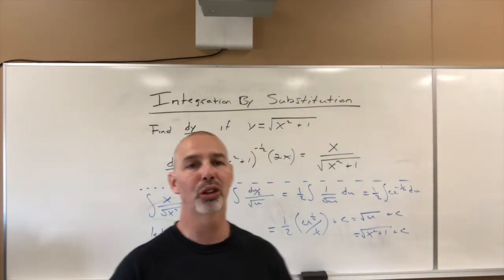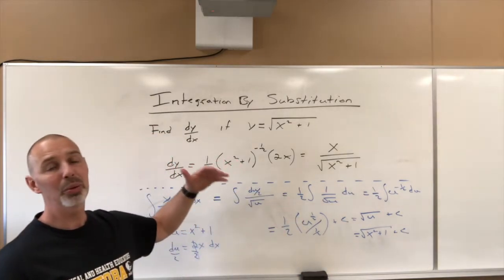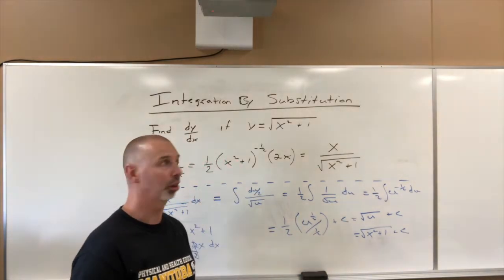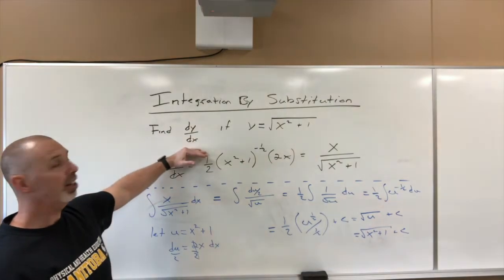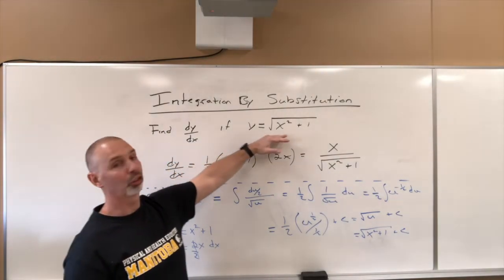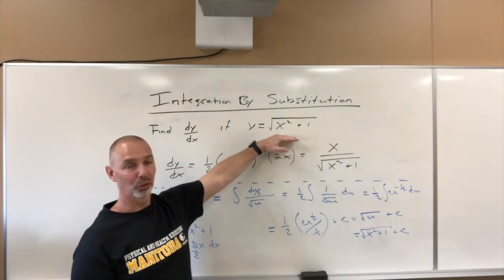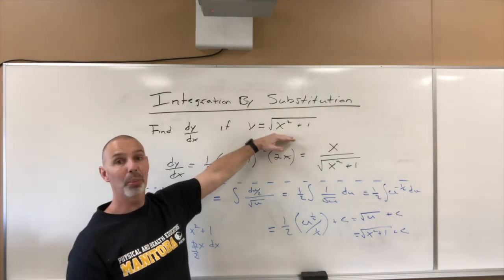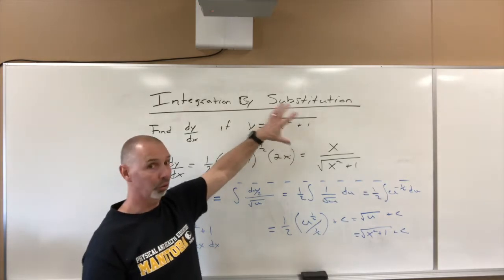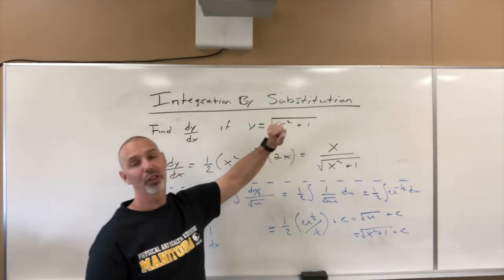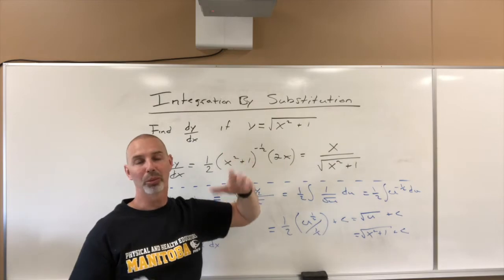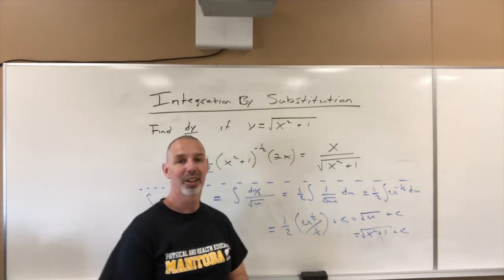So what we're going to do first is look at an example that we would have done in our derivatives unit. All right, so here we go. Find dy/dx if y equals the square root of x squared plus 1. So let's find the derivative of this function. Now, this function is a composite function, right? It's the square root function and the quadratic function x squared plus 1. We have the quadratic inside the radical.